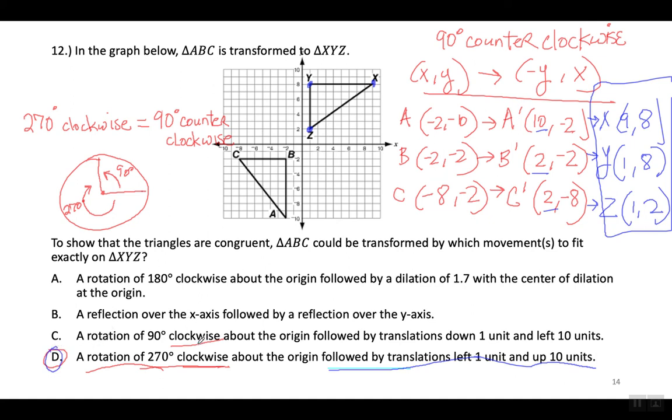Okay, this is one that you should look over because on the test the answers are going to be scrambled and it's easy to get confused between 90 clockwise and 270 clockwise. It's easy to confuse which is which, especially since you have to translate it to counterclockwise. Okay, so this is one you should definitely study.